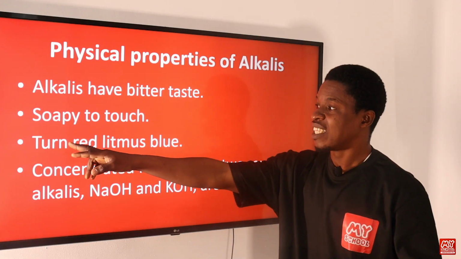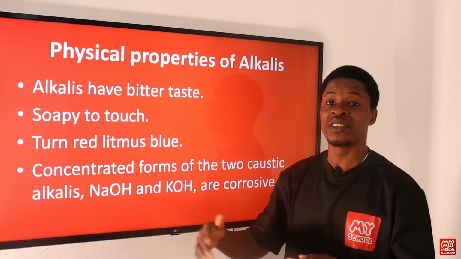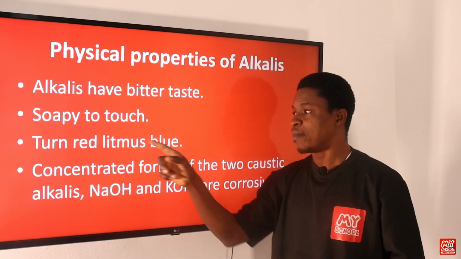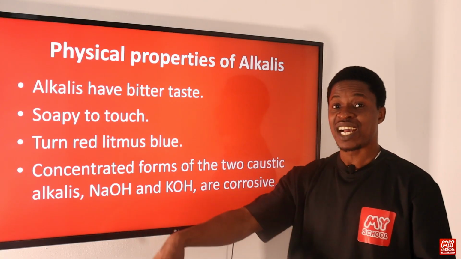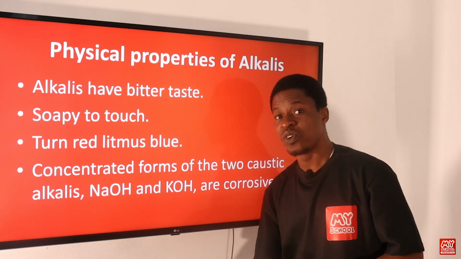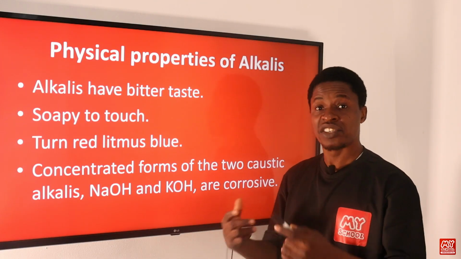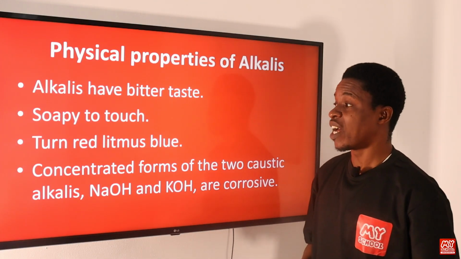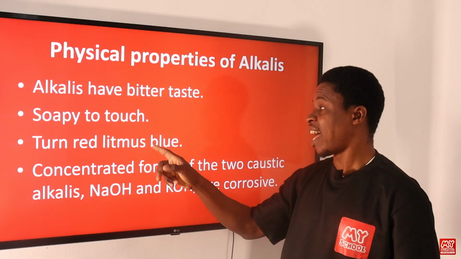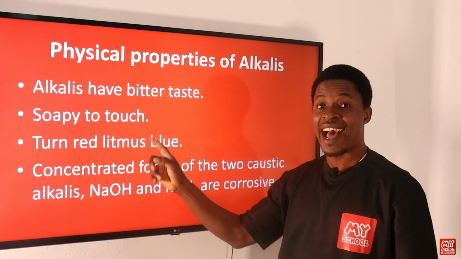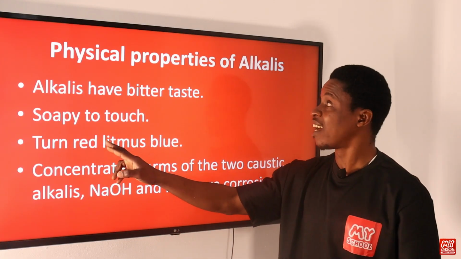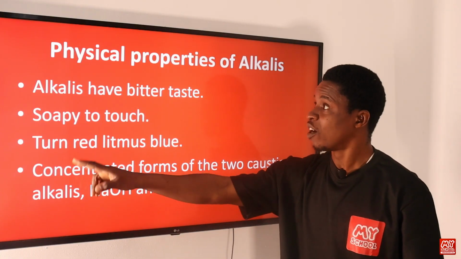The third one is that they turn red litmus blue. If you dip a red litmus paper into an alkali, the color changes to blue. If you dip a blue one into alkali, it remains blue. So whichever litmus is dipped into an alkali solution, you will have the color as blue. So turning red litmus paper blue is another physical characteristic of alkali.